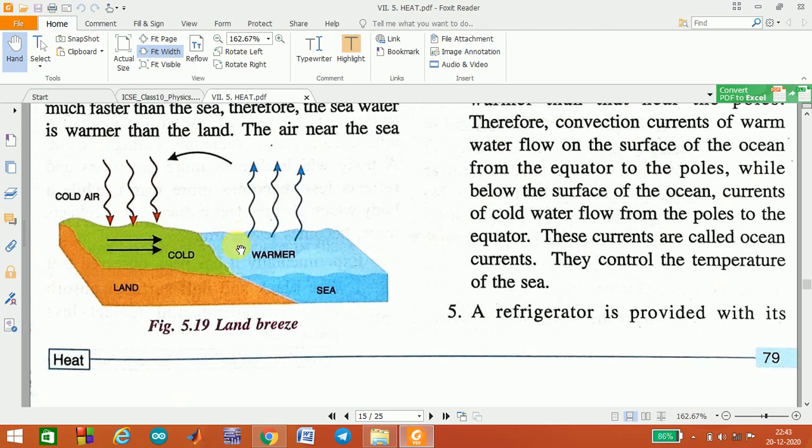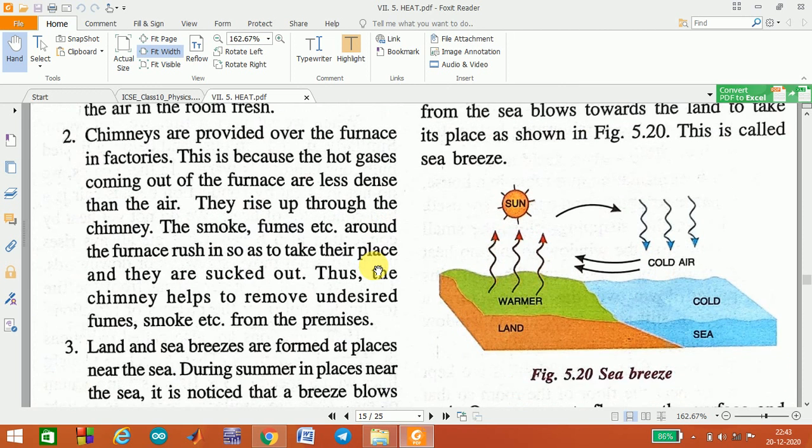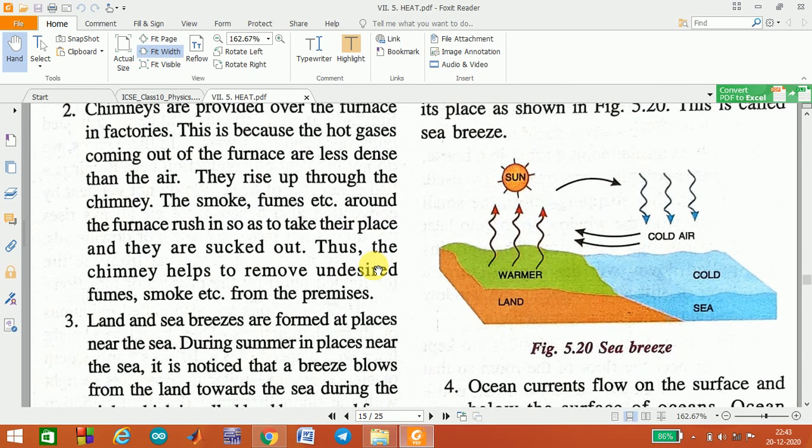Why the land breeze happens, you have seen. The next one is the sea breeze. In the daytime, on a summer day, what will happen? During the day the land becomes warmer than the sea, so the air above the land, being warmer, becomes less dense or lighter than its surroundings, and the cold air from the sea blows towards the land to take its place, as shown in the figure. This is called a sea breeze. These are all due to local convection only.